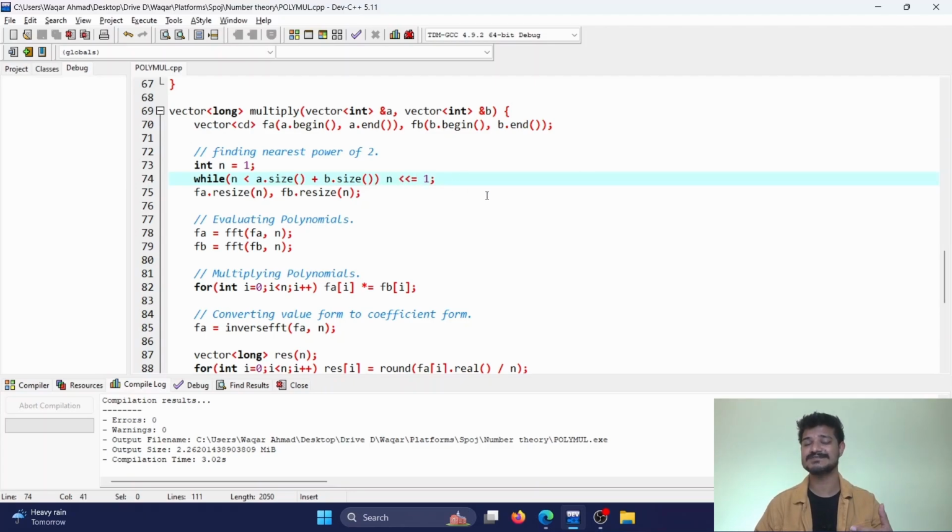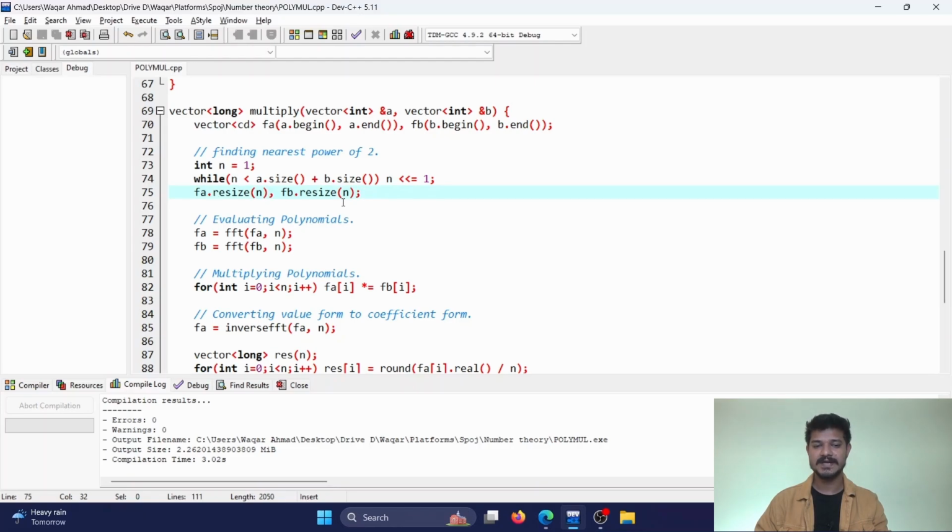I'm using the left shift. It is another way to multiply any number by 2. Left shift only once, and it is faster. That's why I'm using this. So finally, when this while loop completes, we'll have n, which is a power of 2, and will be greater than or equal to the resultant degree.